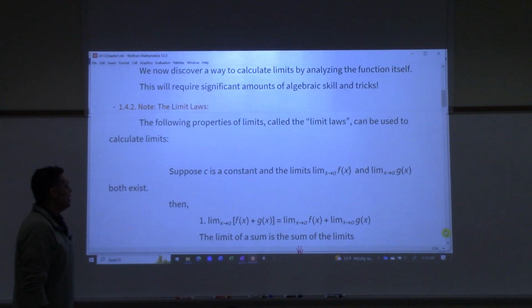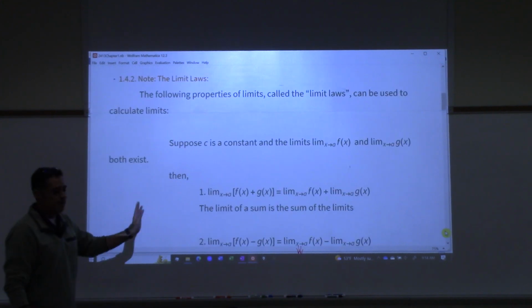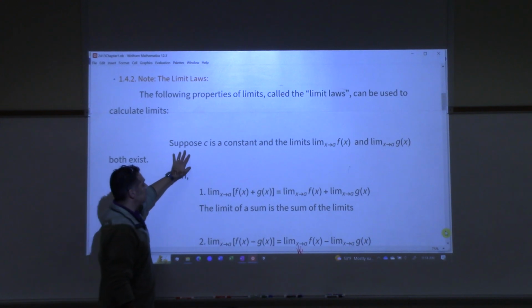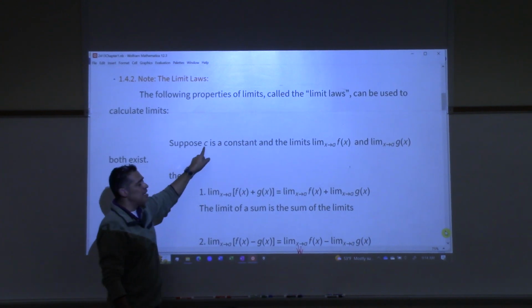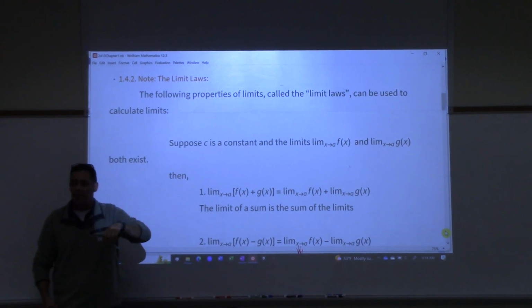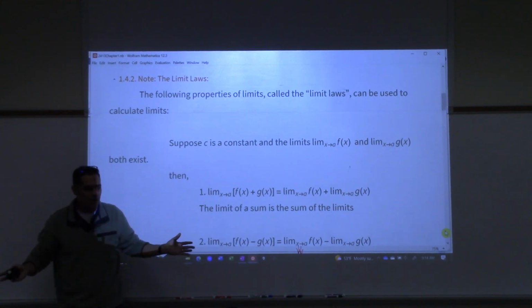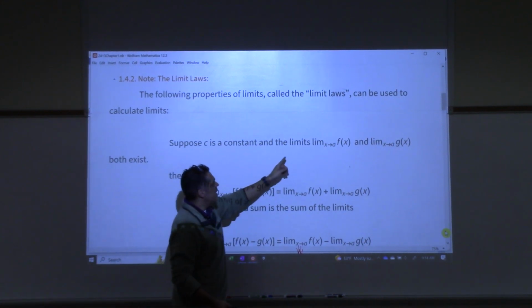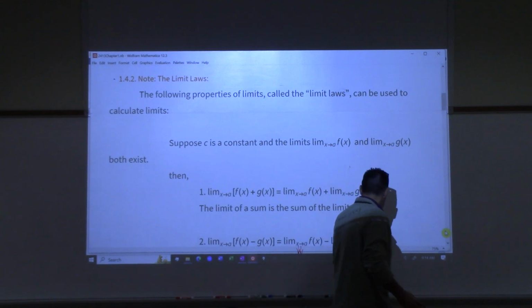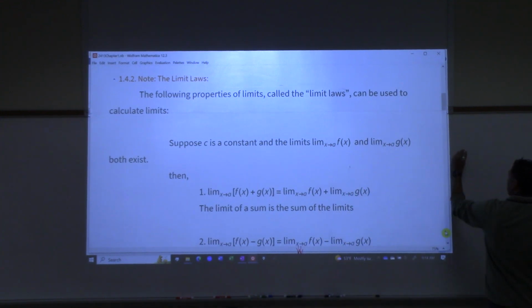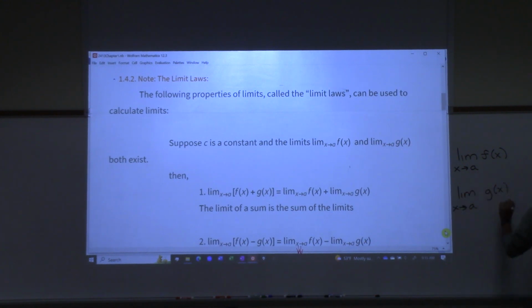So here's what the limit laws say. There's a bunch of them. First, we start out by saying, let C be a number. Imagine that C is a constant, just some number. We don't know what it is. And let's suppose that we have two limits. I'm going to write these on the board over here on the side. We have the limit as x approaches a of some function f of x, and we have the limit as x approaches a as well of g of x.